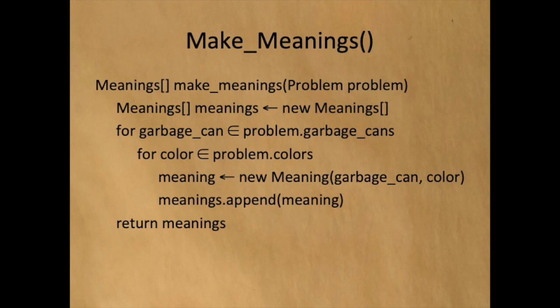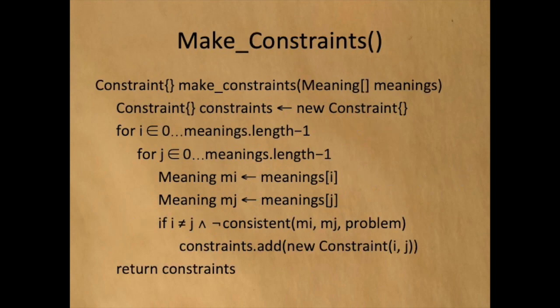The function makeMeanings is very straightforward. First, it creates the array meanings to hold the results. Then for every combination of garbage cans and colors, it creates a new meaning. And finally, it returns the results. The function makeConstraints is also very straightforward. It first creates a set constraints to hold the results. Then it loops through every pair of meanings i and j. If the meanings are different and inconsistent, then it creates a new constraint between i and j. And finally, it returns the results.